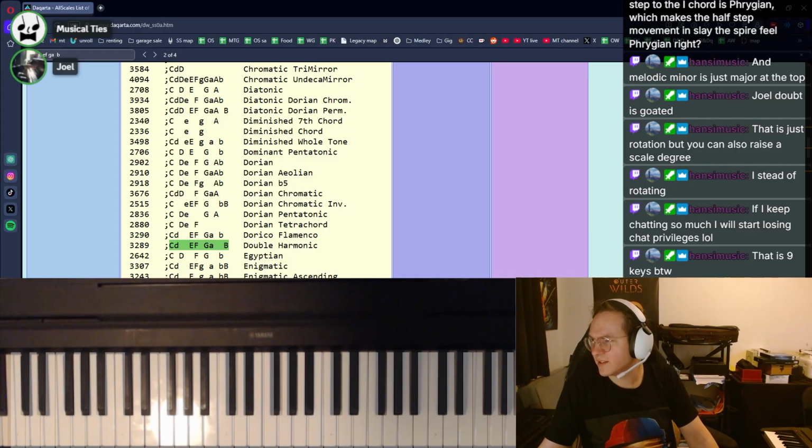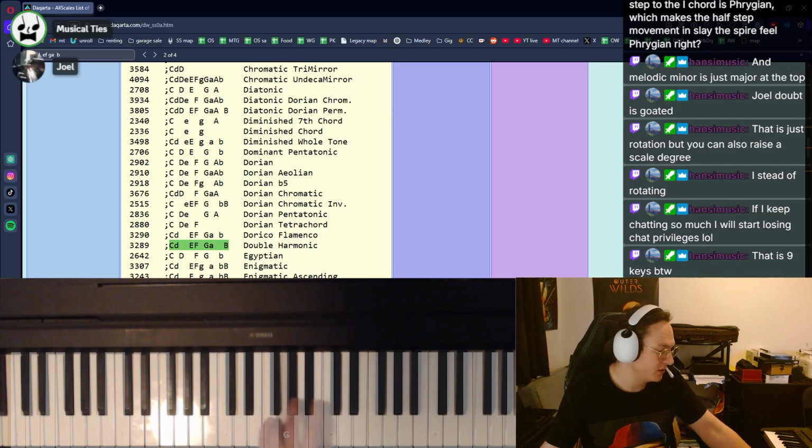It also makes you wonder how useful this scale is. Let's see what else Hans is saying. Yeah. Wait, what did they say earlier about how you were gonna, um, the half step to the one chord in Phrygian, which makes the half step movement inside the spiral feel Phrygian, right? Yeah, it's the half step motion.